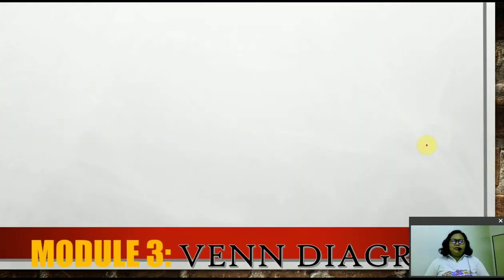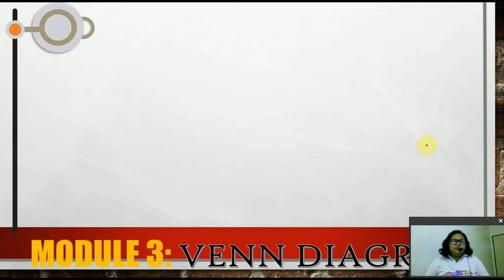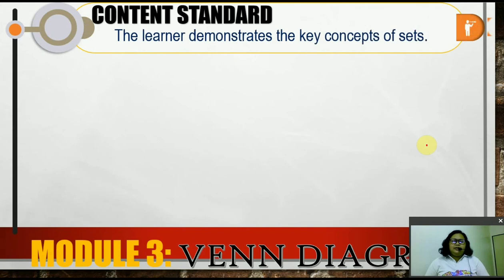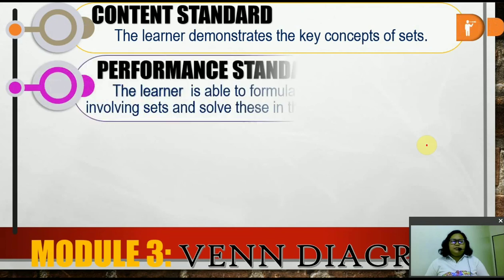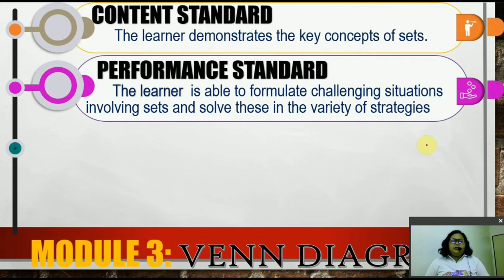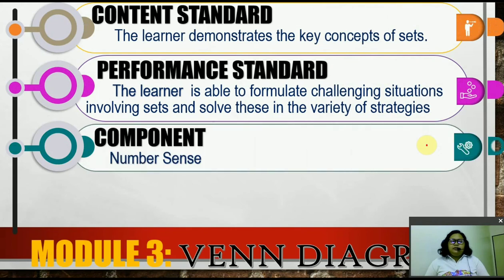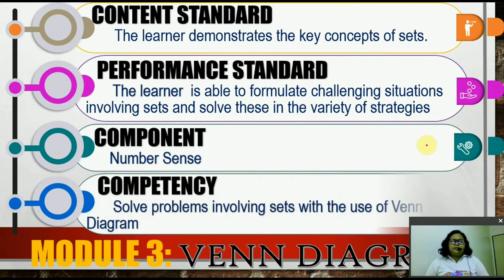So let's go back to our module 3, Venn diagram. For our content standard, the learner demonstrates the key concepts of sets. Performance standard, the learner is able to formulate challenging situations involving sets and solve this in a variety of strategies. Under component, it is on number sense. For the competency, solve problems involving sets with the use of Venn diagram.